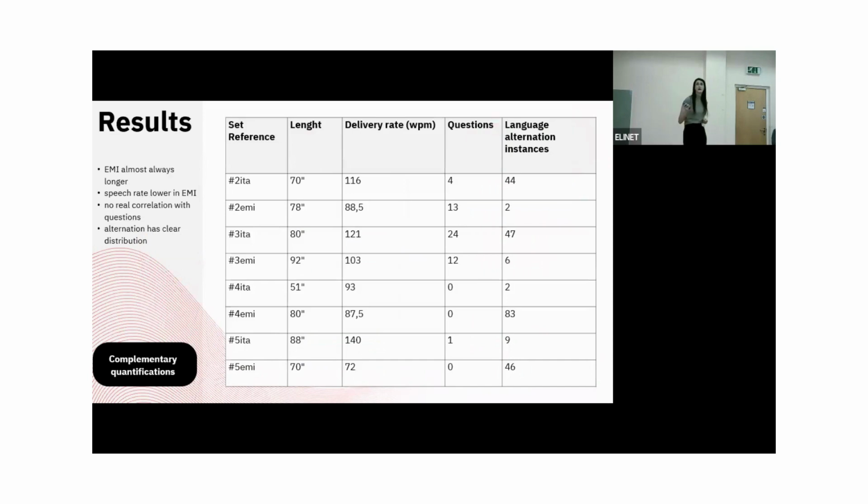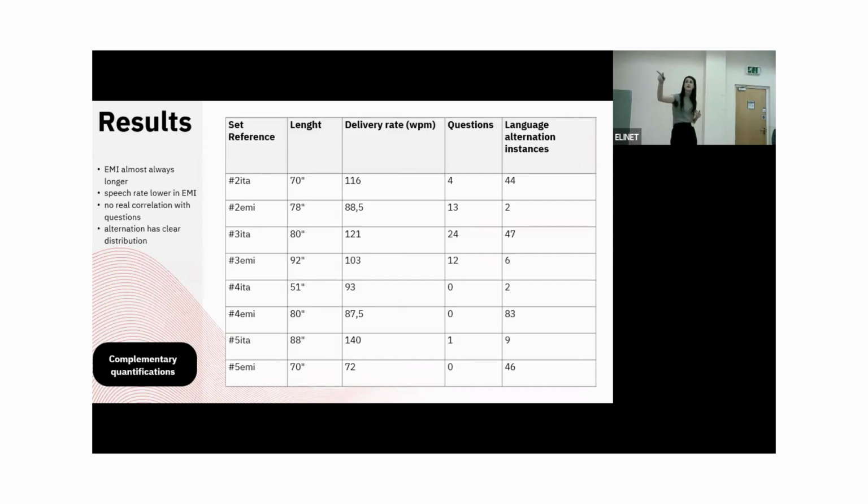For the quantification, this is what I found, pretty much in line with what previous research had already observed. Not so much about the questions. I didn't really find any specific correlations with the number of questions that were being asked in the classroom, but I did find that EMI almost always took longer. So these lectures were longer.